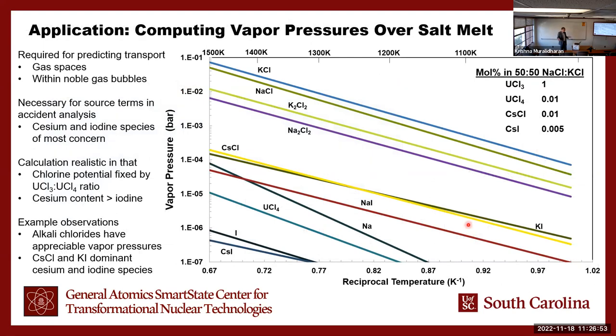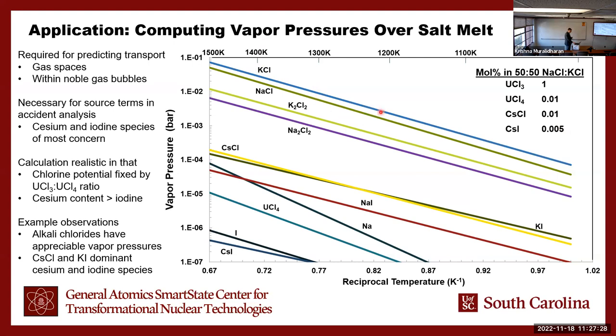Another application is computing vapor pressures. Here's 1/T versus log of vapor pressure, and here are temperatures up here. Let's look at a 50-50 sodium chloride, potassium chloride salt. That's a eutectic, so that would be a composition of interest. Let's throw in a little bit of uranium trichloride as fuel, a very little bit of uranium tetrachloride to control chlorine potential, fission product cesium chloride and cesium iodide. What are the vapor pressures?